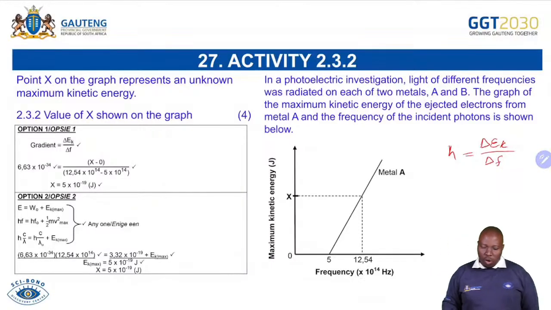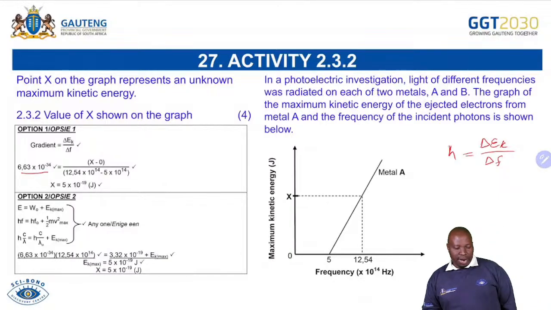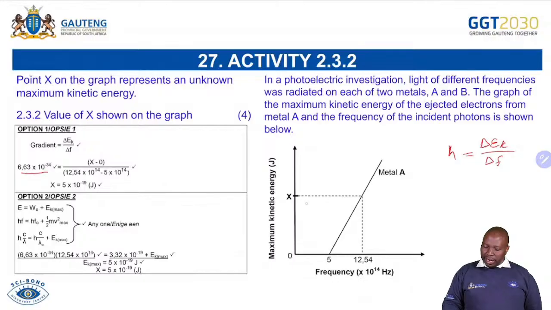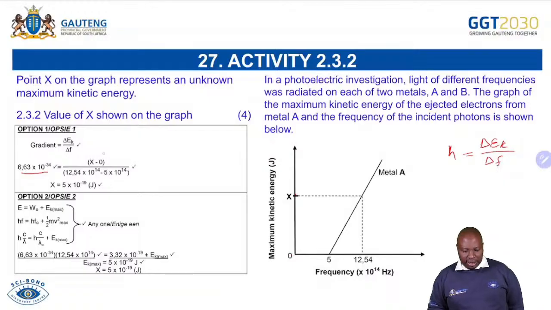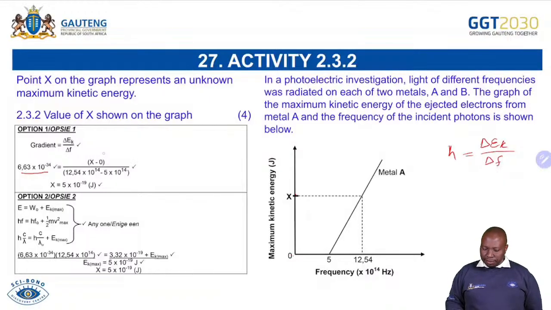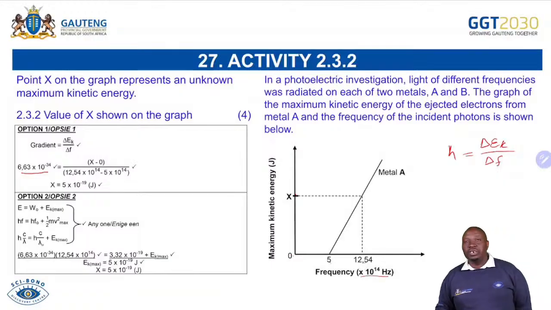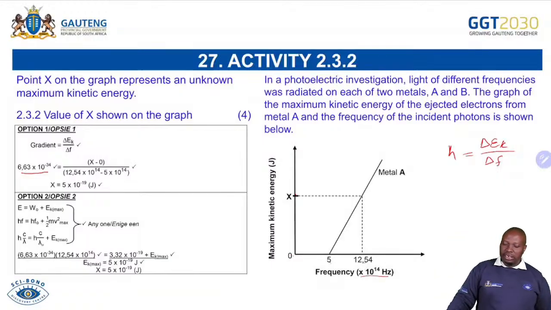You were able to go with your gradient, which is your h, which is your 6,63 times 10 to the power of minus 34. And then on the y, change in y is X minus 0. You are able to write that. And then your change in frequency, we can see is your 12,54 times 10 to the power of 14 minus the 5 times 10 to the power of 14. Please don't forget times 10 to the power of 14. Hence I was emphasizing it.